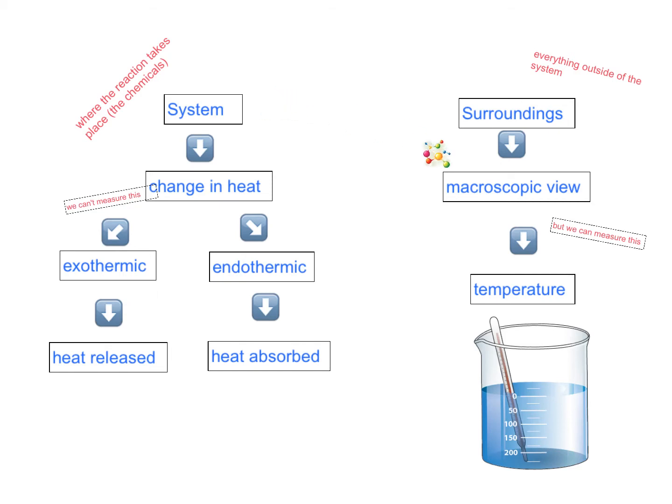So if we measure an increase in temperature of the surroundings, we know that heat's been given off by the system or the chemicals, meaning that that was an exothermic reaction. And if the temperature were to decrease in the surroundings, we know that that heat was then absorbed by the system, the chemicals, in an endothermic reaction.